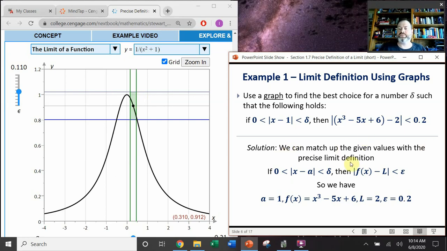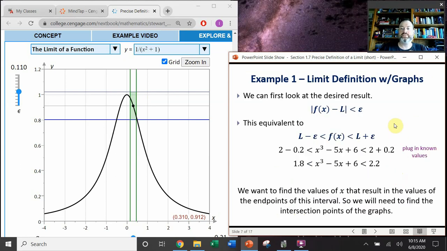All right, so notice what I said here, right? We match up the given values with the precise limit definition, and so you just label everything: a, f of x, L, epsilon. So there's 5 values. We know 4 of them. We're looking for delta. So then what we do is we take those values and look at what we're trying to show. Right? Our desired result is that this difference will be less than some epsilon, right? Sort of like what I have in the graph. It's not the same function, but it doesn't matter if it's the same function.